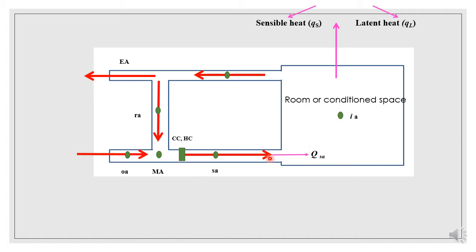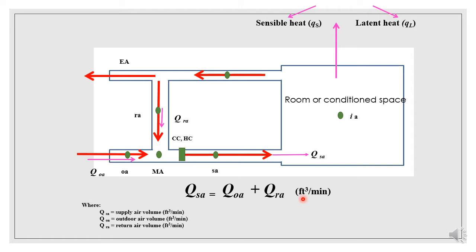And there is the supplied air volume. Q is volume in this case, and we know that the volume of supplied air is equal to the sum of the outdoor air volume plus the return air volume, which is in this case in cubic feet per minute.